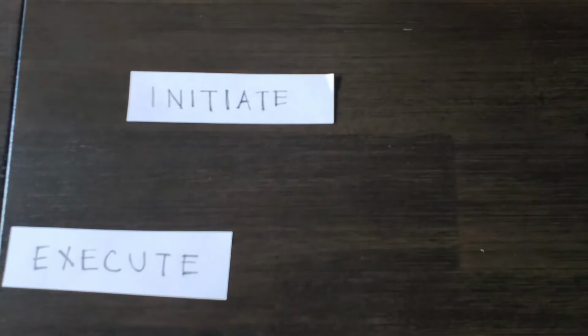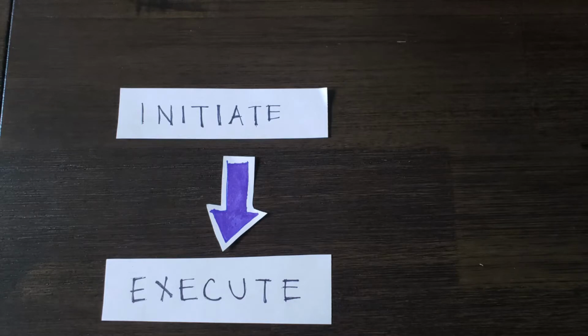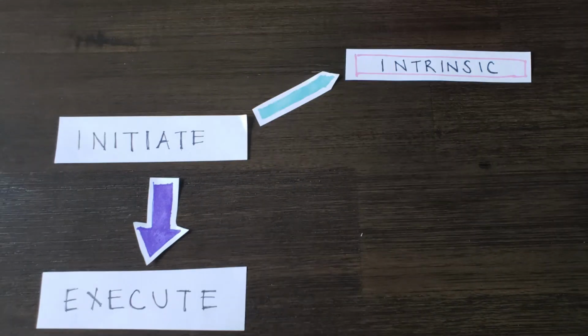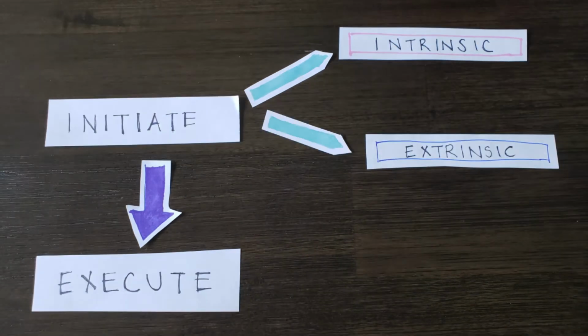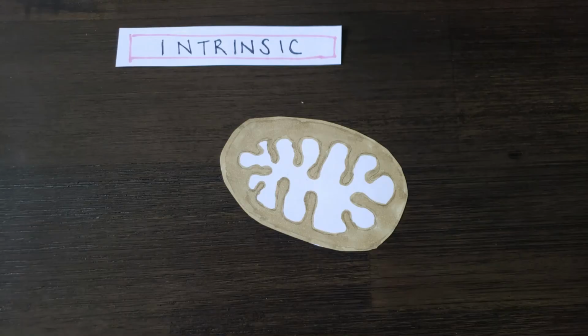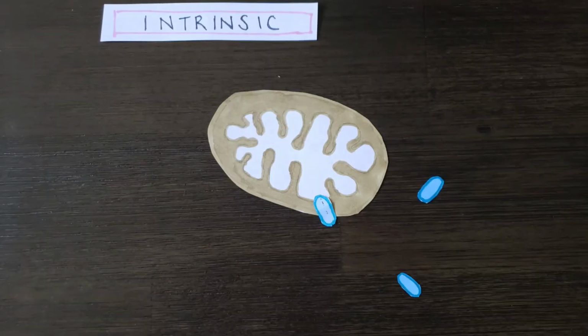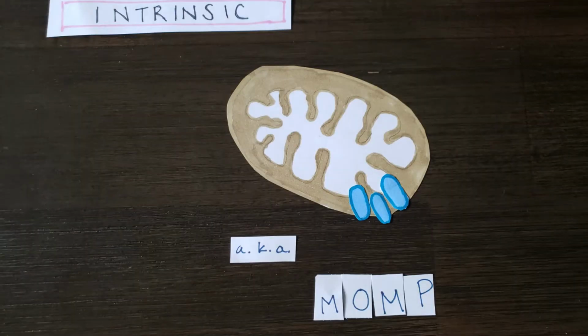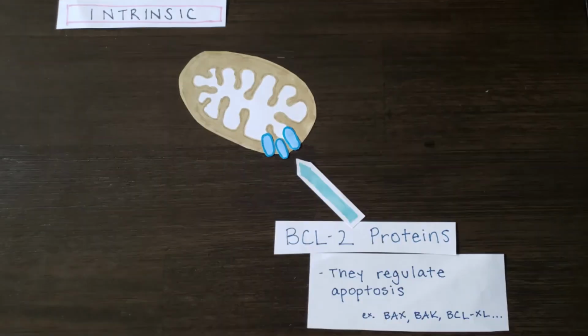But that's not all that it can do. While the process of cell death is the same, there are several ways in which this process can be initiated, through the intrinsic and through the extrinsic pathways. The intrinsic pathway, also known as the mitochondrial pathway, sends signals from within the cell to begin the process of mitochondrial outer membrane permeabilization, which is controlled by a family of molecules called BCL2.